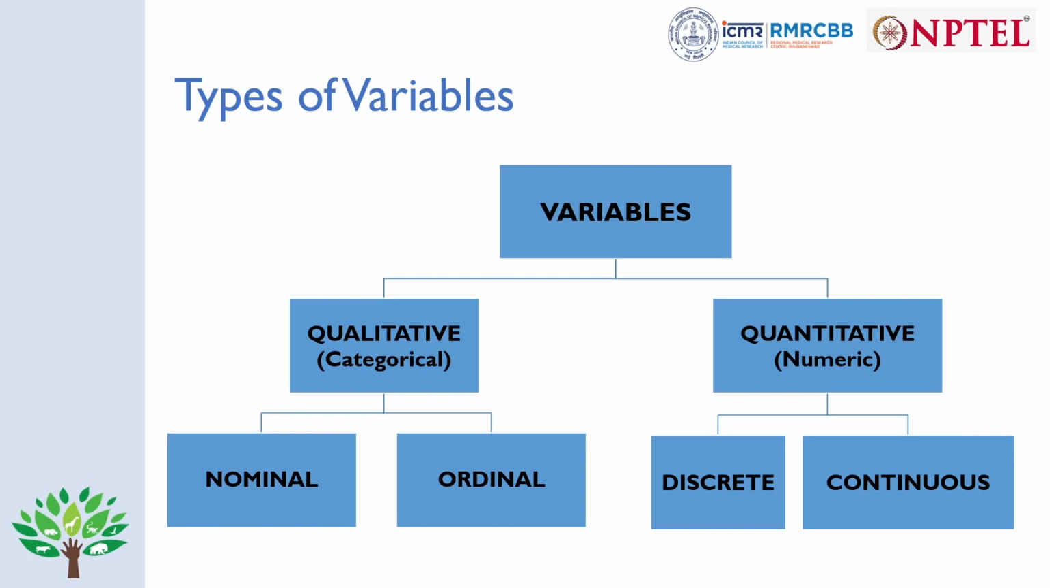A qualitative variable can be nominal or ordinal. Nominal means simple names. Suppose yes, no, or the name of a city: Bhubaneswar, Mumbai, Chennai. These are names, so this is a nominal variable. But for an ordinal variable, there will be certain orders: mild, moderate, severe, taller, smaller. These are the different orders. So the qualitative variable can be nominal or ordinal.